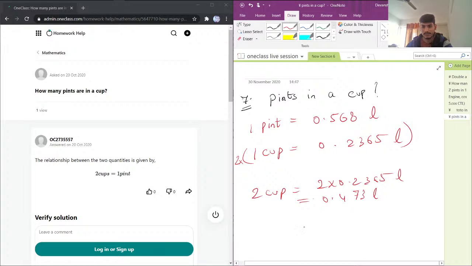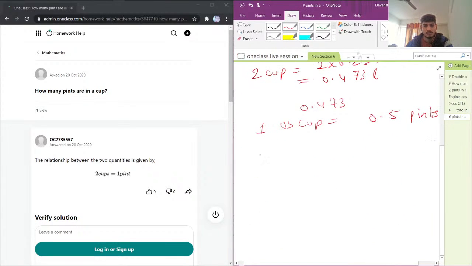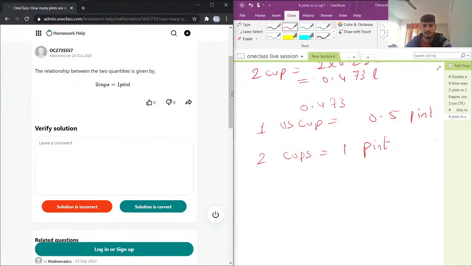But this error can be neglected, because the actual conversion rate is 1 US cup is basically 0.5 pints. So if I just multiply, then 2 cups will be equal to 1 pint. So converting the units every time is not a good idea, because the conversion factor might be written wrong or might not be accurate, but this solution is correct. Correct solution, good job.